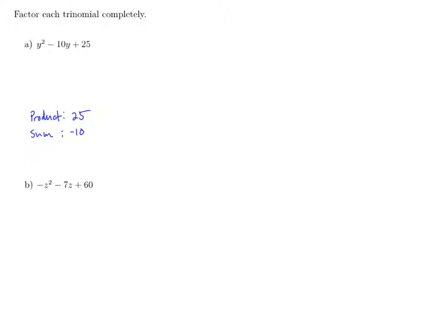One of the key things we can note is that if we have a product that's positive, then both numbers have to have the same sign, so they both have to be positive or they both have to be negative. If their sum is negative, then we know that both numbers are negative. So the two numbers we're looking for here are going to be negative.